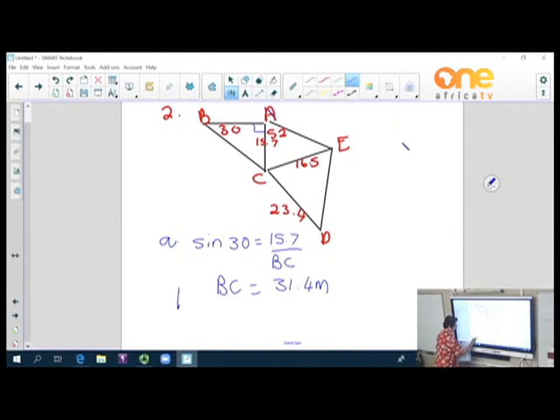Number B. Use the sine rule, so they tell you what to do, to calculate AEC. This is what we want to calculate now here.